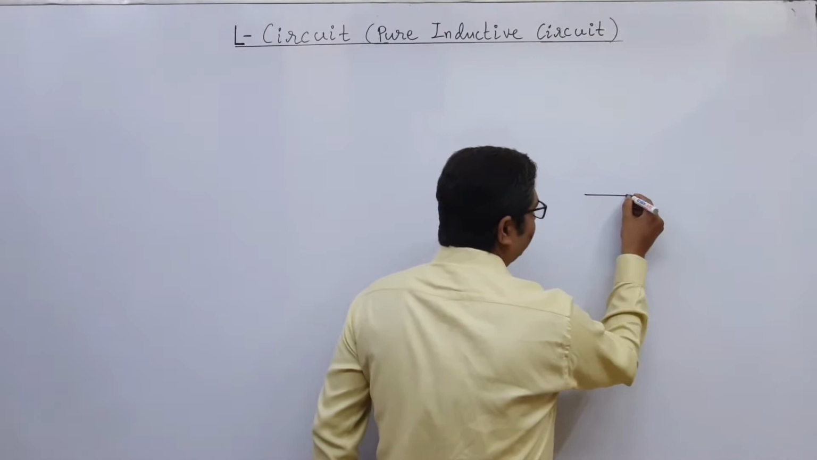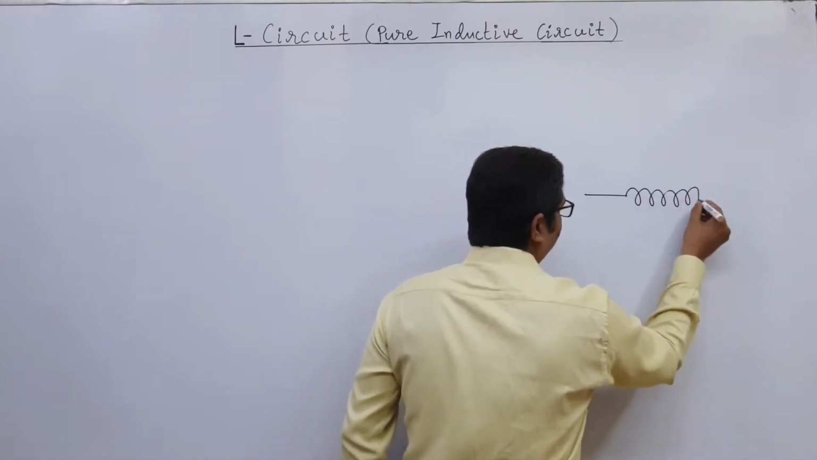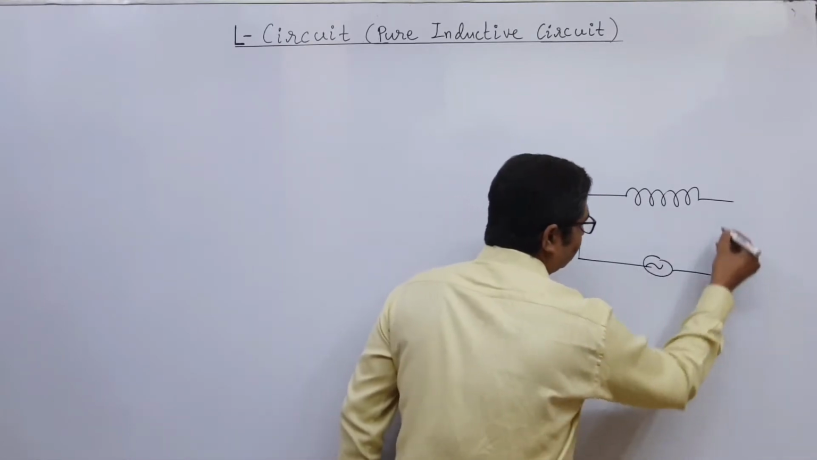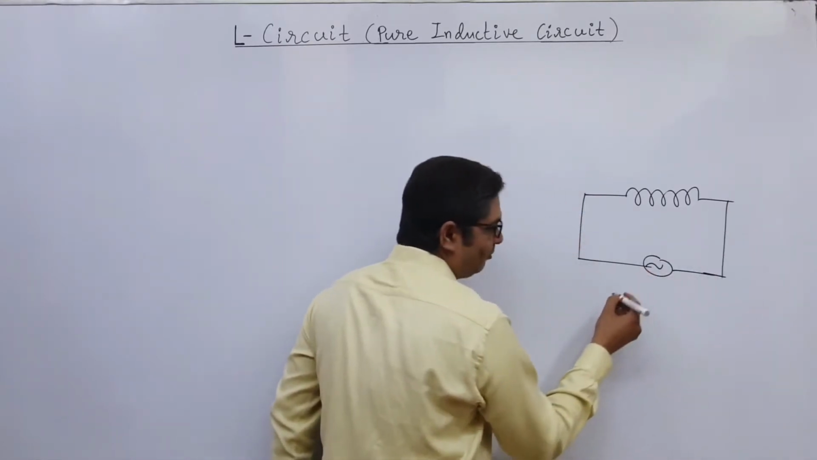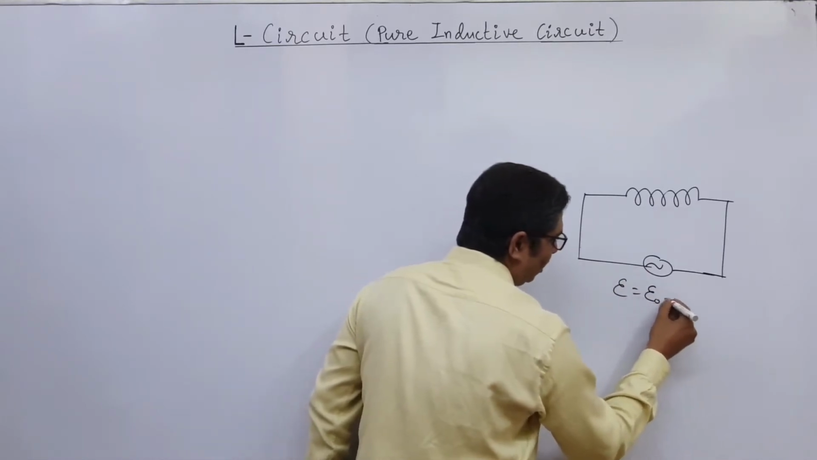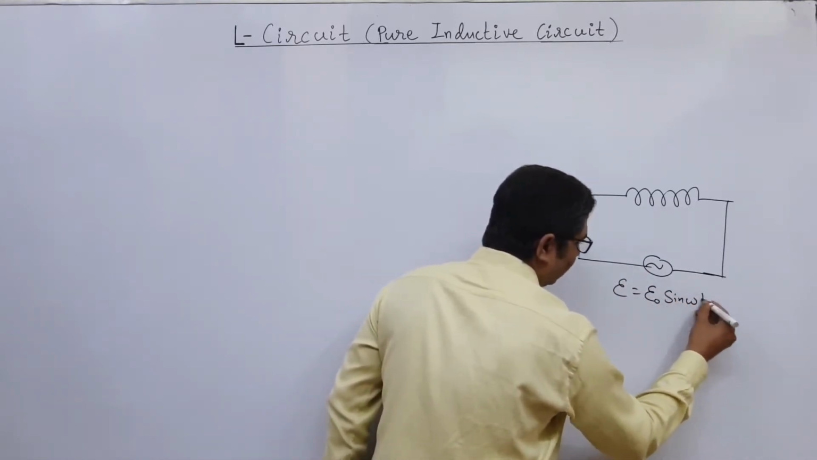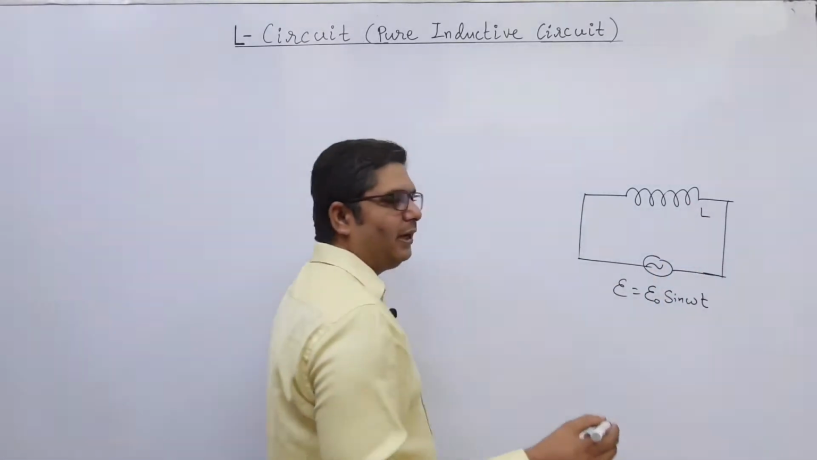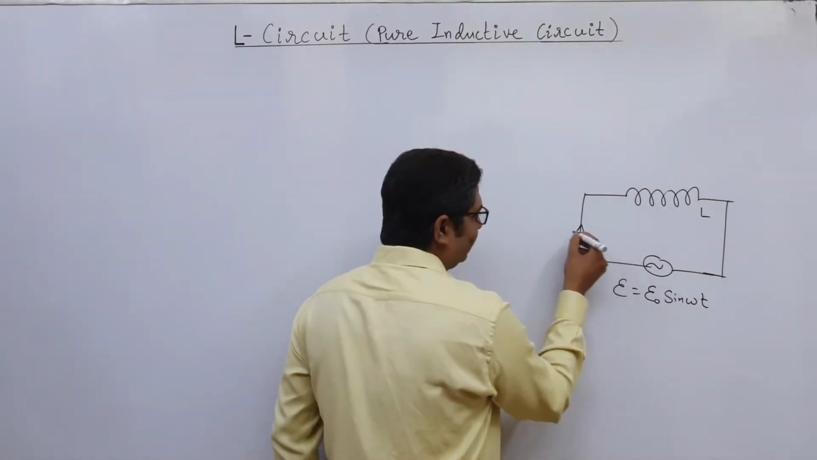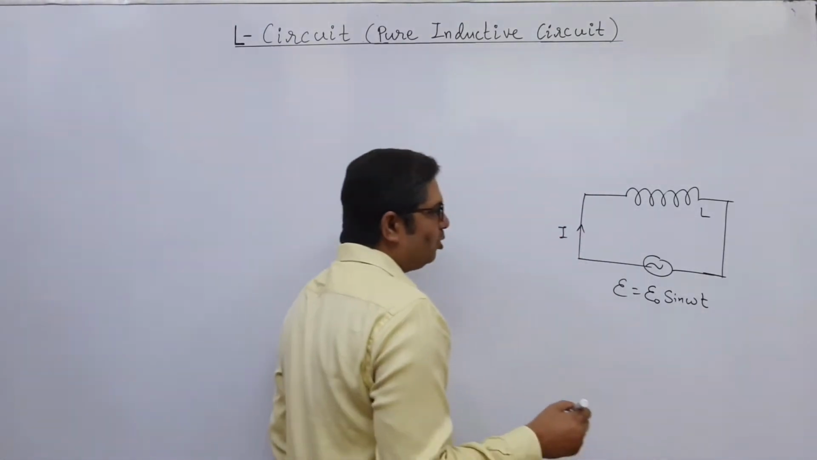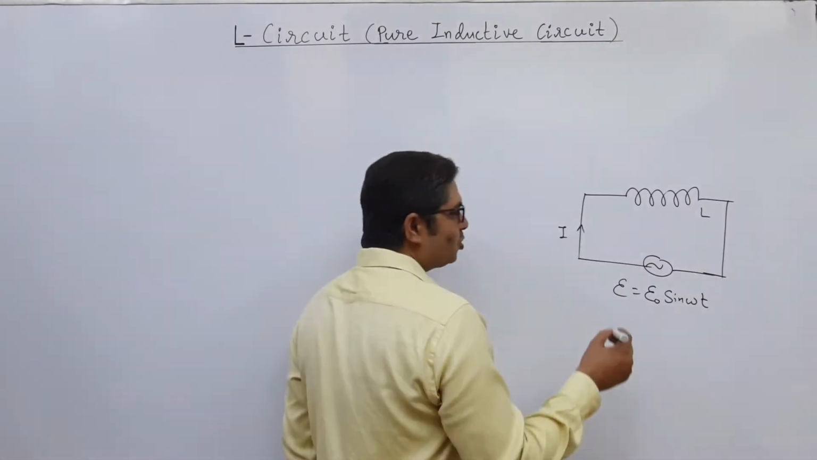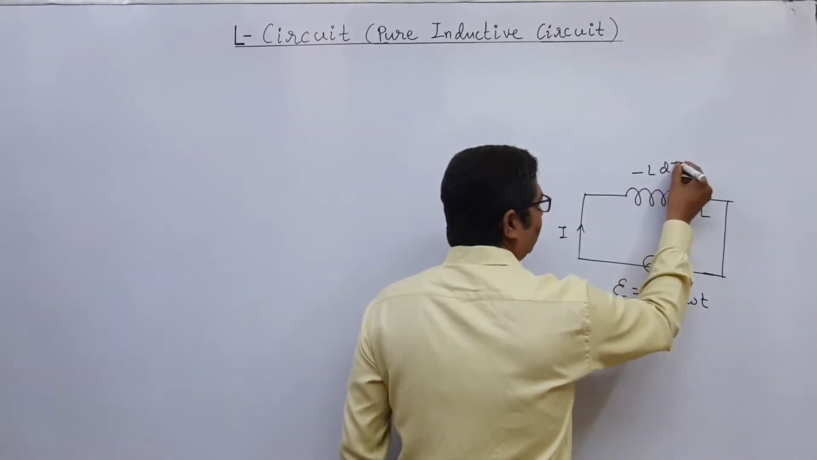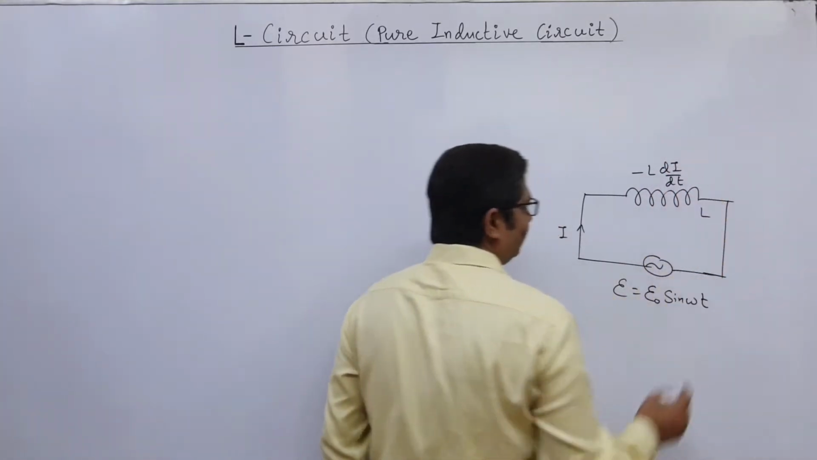Let this be an inductor. Connect the inductor with an alternating source. Let the EMF be E equals E naught sin omega t, and here L is the inductance of the inductor. Let I be the current, then the induced EMF produced in the inductor is minus L di upon dt.